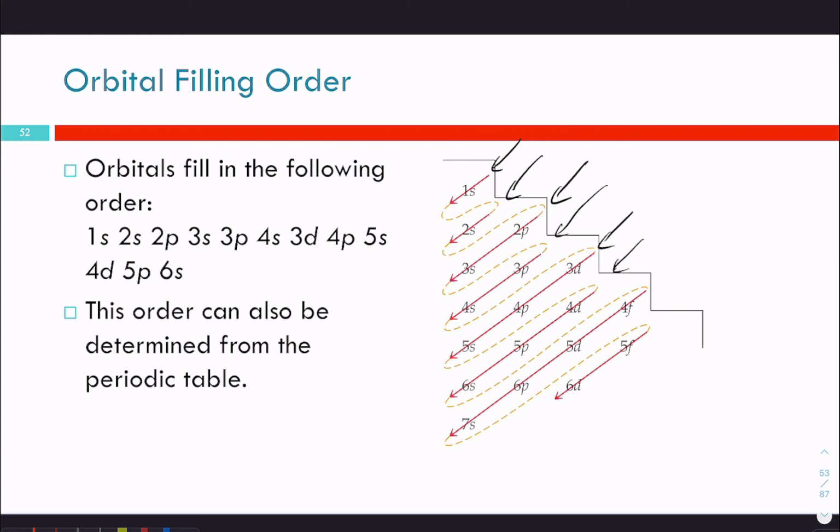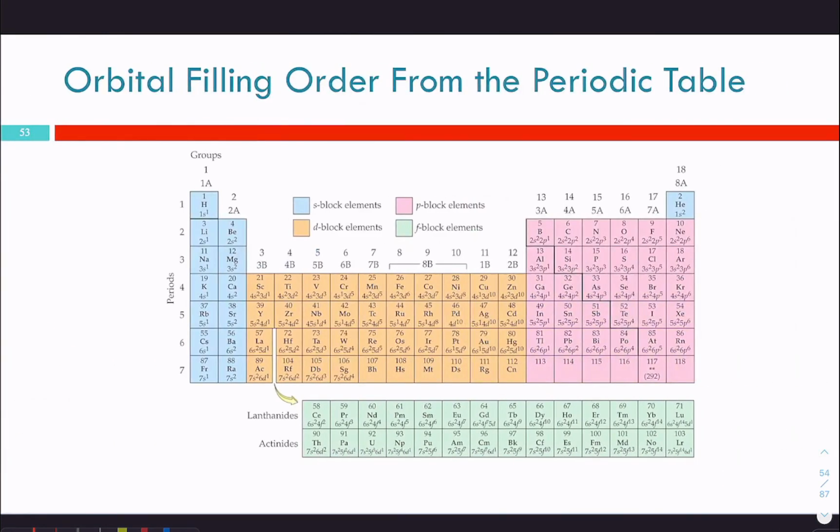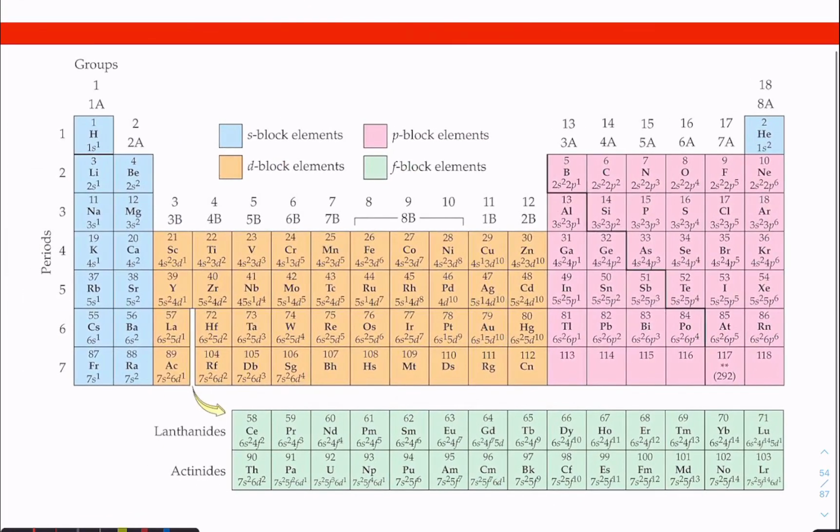Yeah, you can determine the order from the periodic table. So it gets a little bit off. It gets a little bit wonky. Do I have a periodic table here? Yes, good. Okay, so we talk about s orbitals, p orbitals.